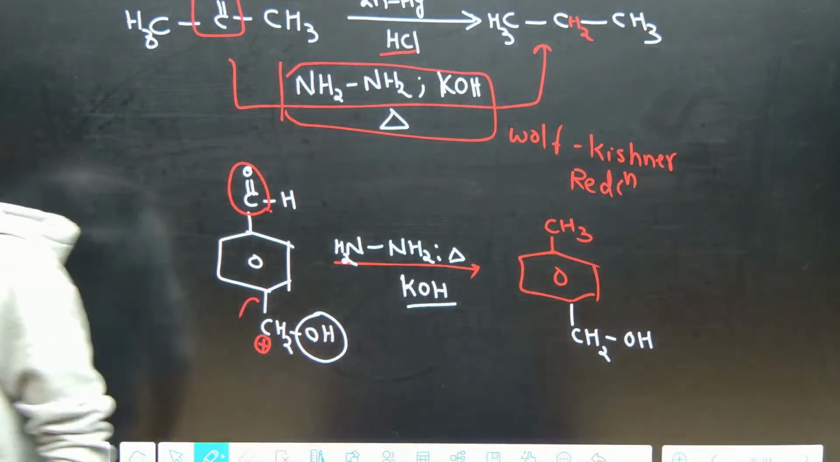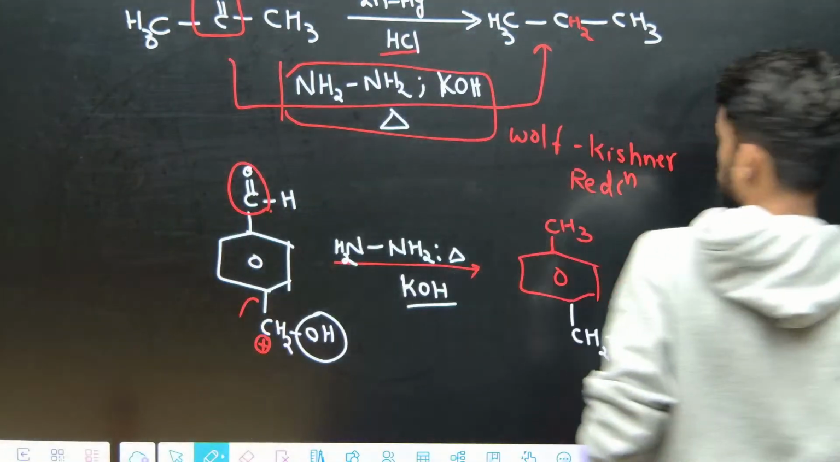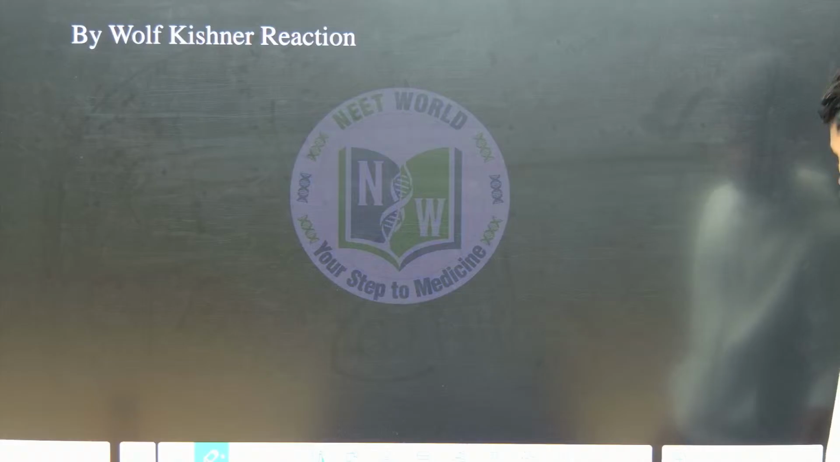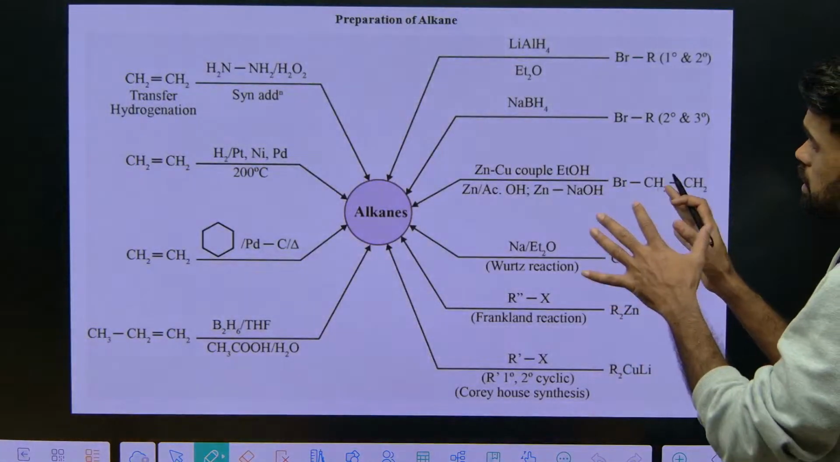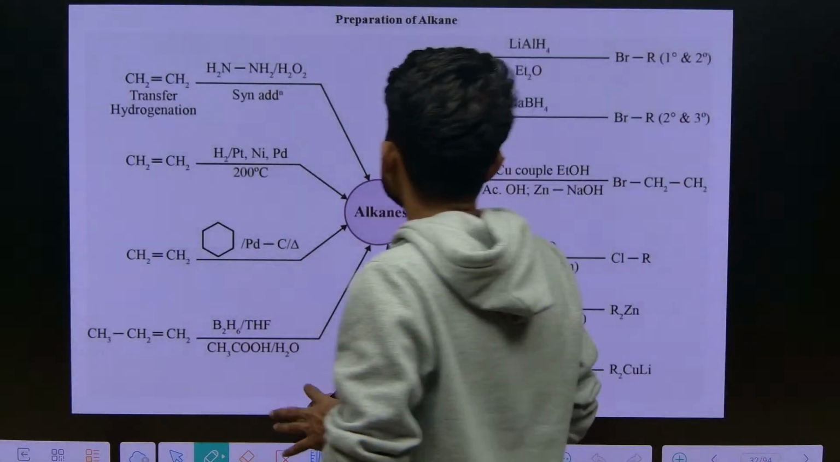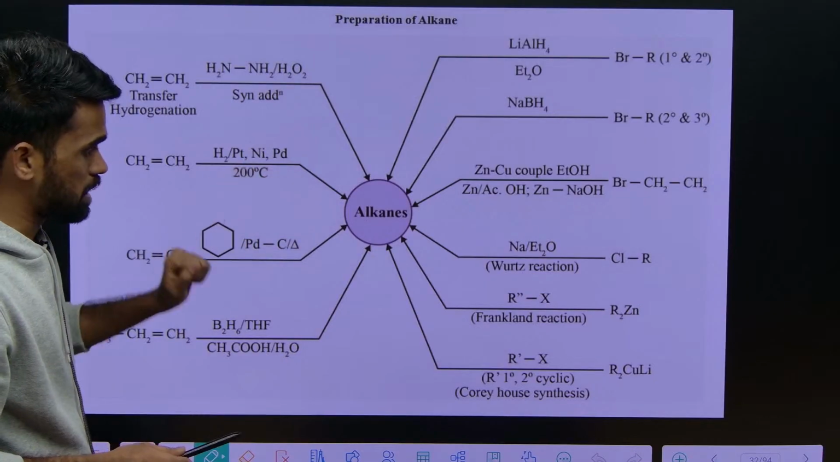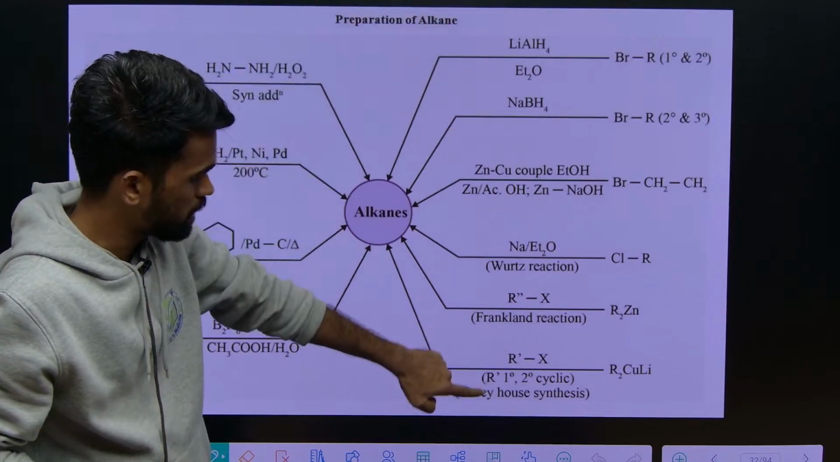And the next thing we will be discussing. Wolff-Kishner reduction is done. So these are the things we have discussed till now. Only a few I have covered here. Let us discuss the remaining also. See, everything is covered.